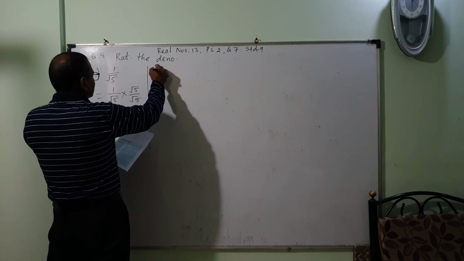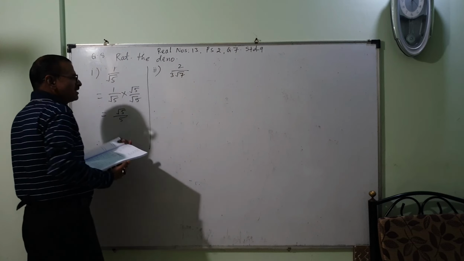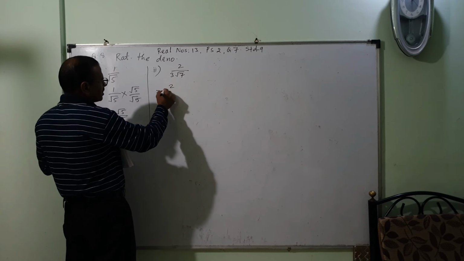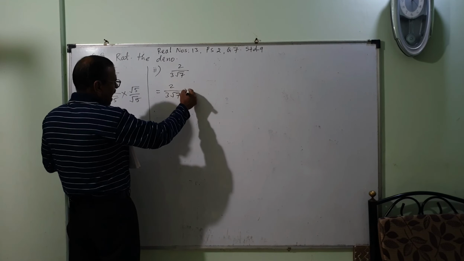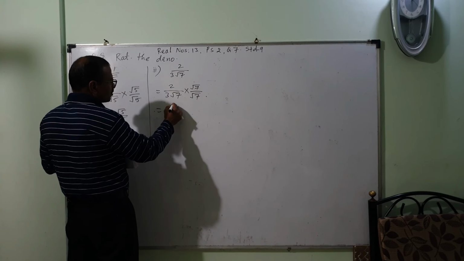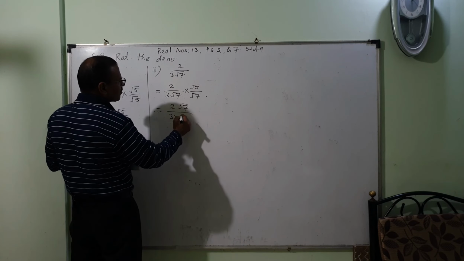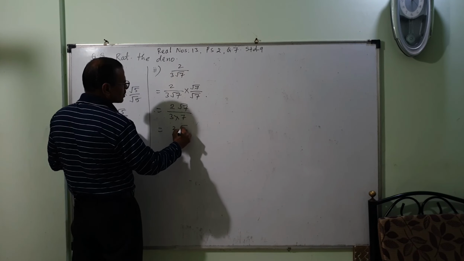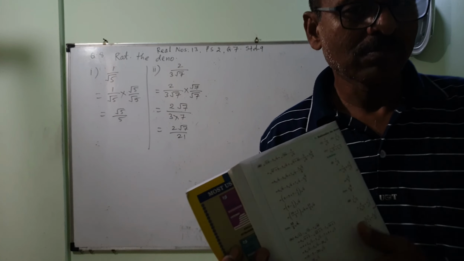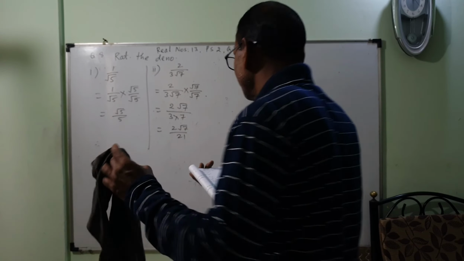The second question, 2 upon 3 root 7. Why this is irrational? Because of this root 7. So I will eliminate this. I will multiply numerator and denominator by root 7. So that is equal to 2 root 7, 2 into this. And this will be 3 into root 7 into root 7 is 7. So that is equal to 2 root 7 upon 21. Hope that you have understood this. Okay, now the next one, we will take some different sum now.